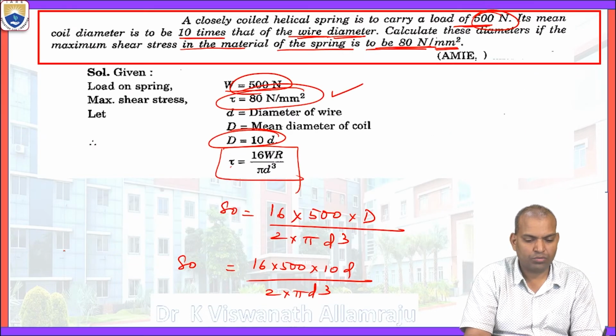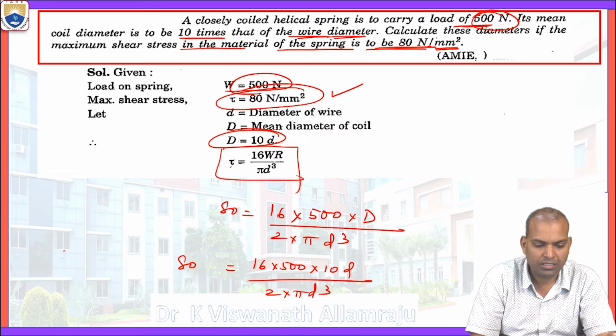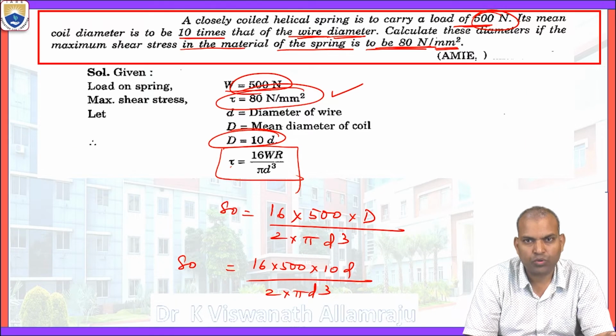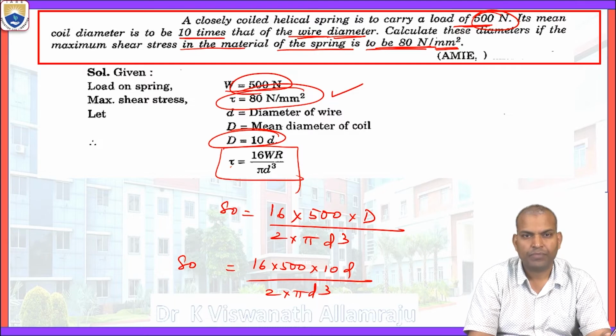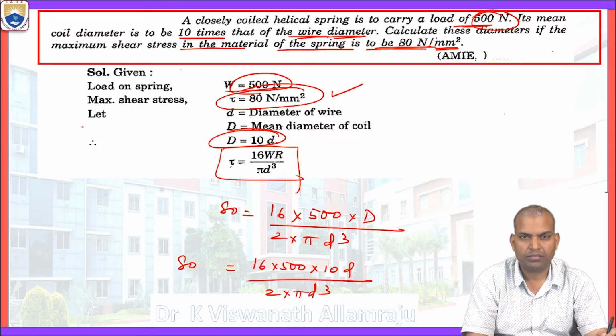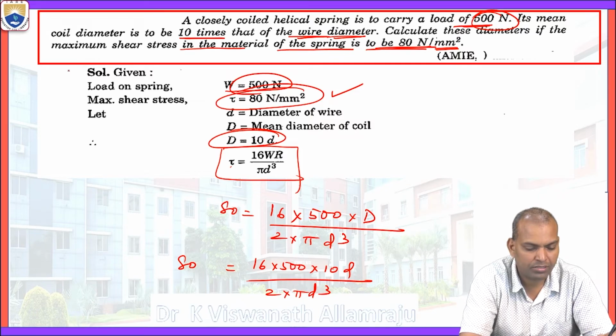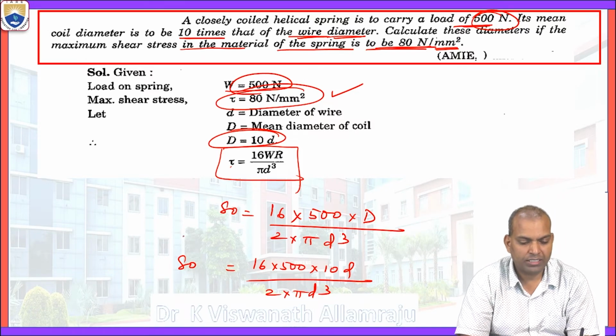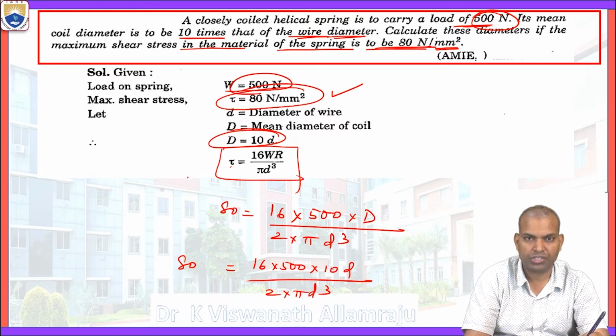So this is how the two objectives are calculated here. The mean coil diameter is 126 and the diameter of the wire is 12.6 millimeters, and the relation mentioned is that the mean coil diameter equals 10 times the wire diameter. In that manner we solved the problem, applying only shear stress.